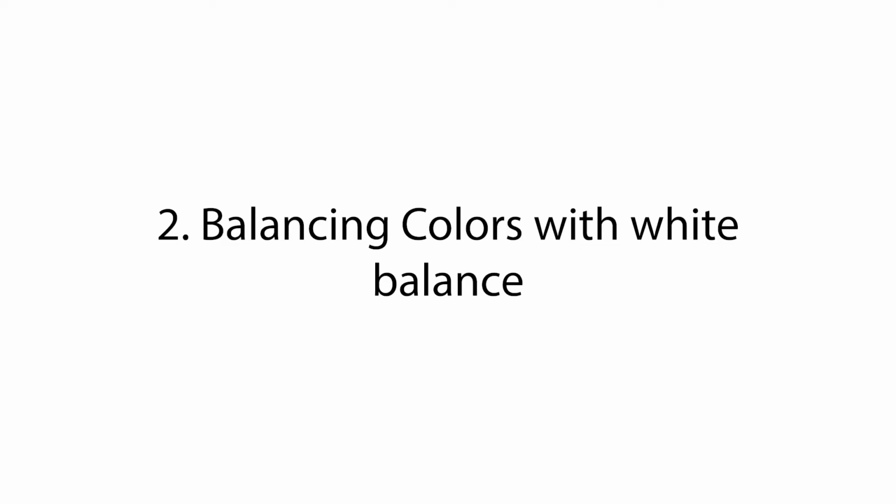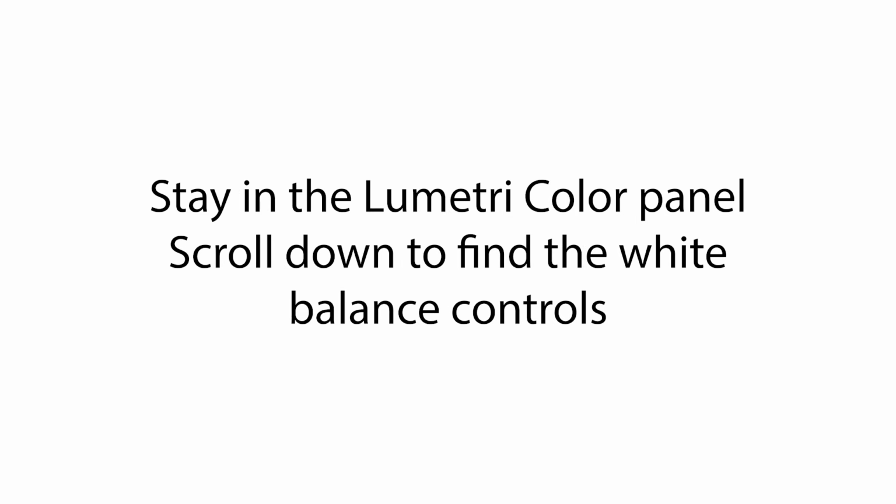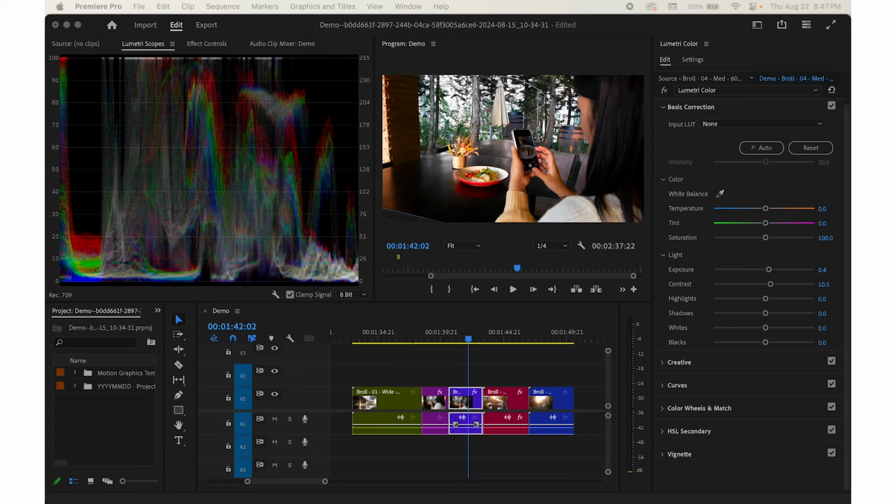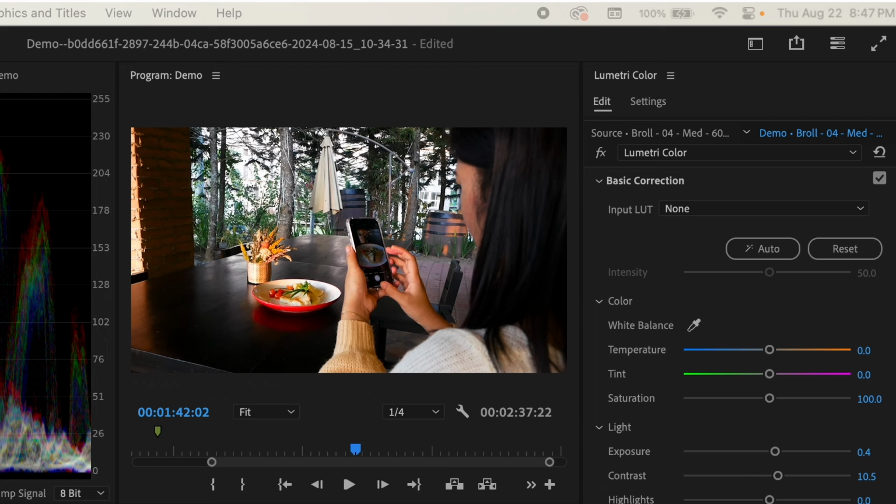Number 2. Balancing colors with white balance. Stay in the Lumetri Color panel. Scroll down to find the white balance controls. In the basic correction section of the Lumetri Color panel, scroll down until you see the white balance controls, which include temperature and tint sliders.